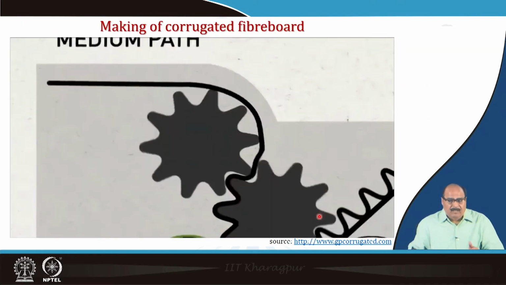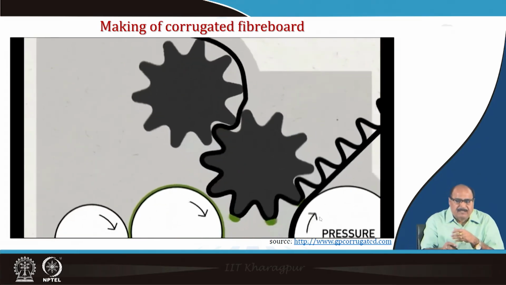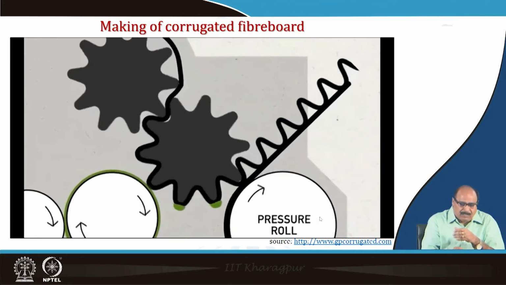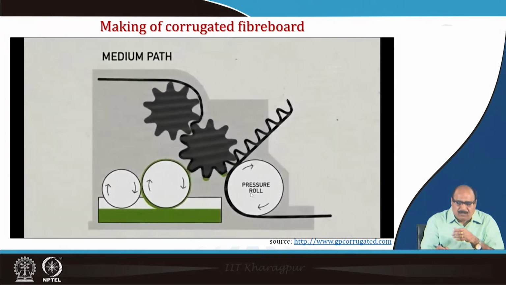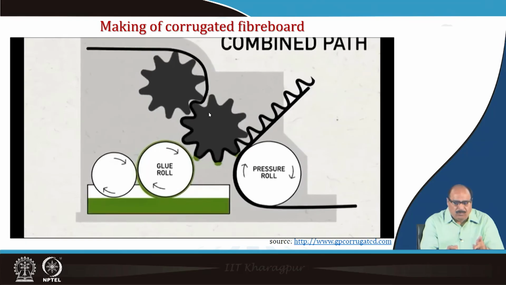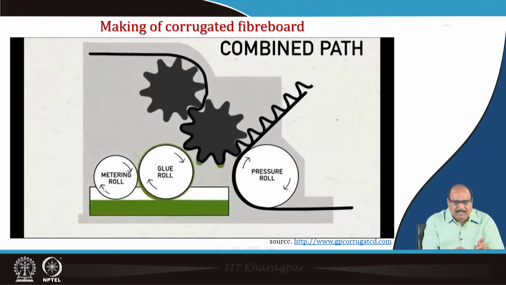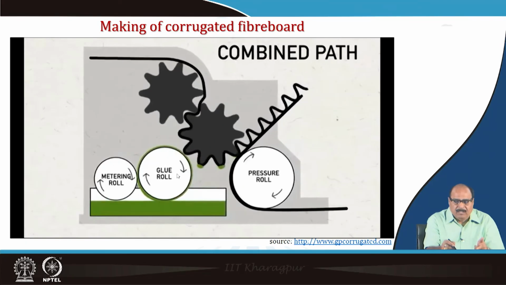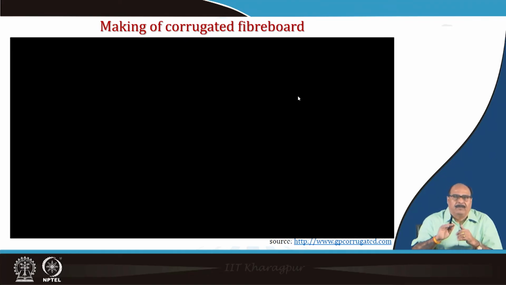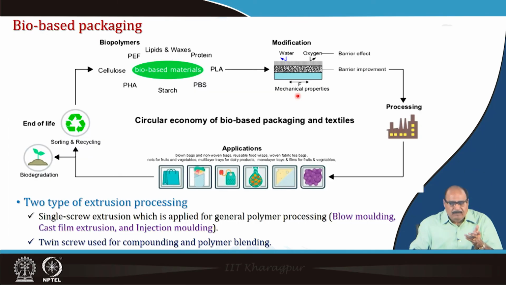You can see here in this figure that these are the fiber boards which are used as packing material. And the making process for the corrugated fiber board you can see here in the video. The paper material is coming and passes between the two rollers, and there is a pressure roll. There is a glue roll and a metering roll, these are the two, and then it passes through a pressure roll, which gives the final board, one layer above the other. That is how this is made.